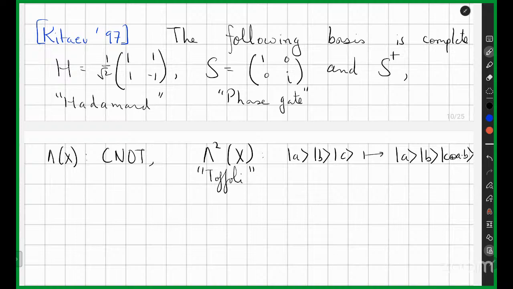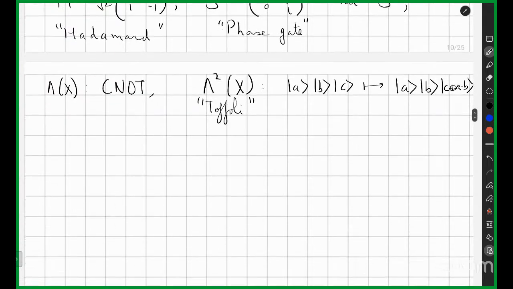So what will 0, 0, C go to? It just goes to 0, 0, C. 0, 1, C will also go to 0, 1, C. 1, 0, C will also go to 1, 0, C. 1, 1, C will go to 1, 1, C XOR 1, which is just the complement of C. So in terms of circuits, this is written like this.